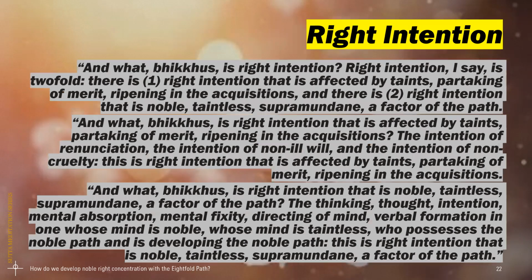So with right intention, the Buddha says, and what, bhikkhus, is right intention? And then he says there's twofold: the one that is affected by taints, partaking of merit, ripening in acquisitions, and then the one that is noble, taintless, supramundane, and a factor of the path.